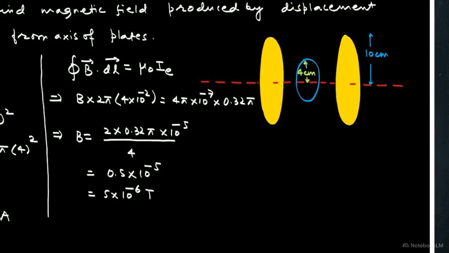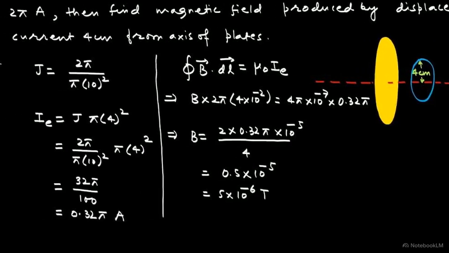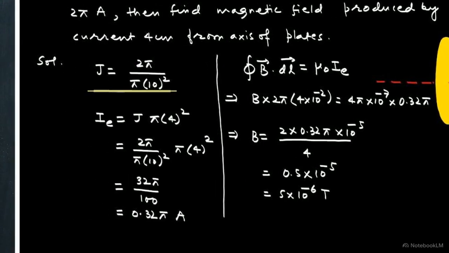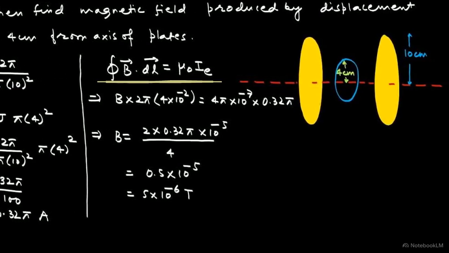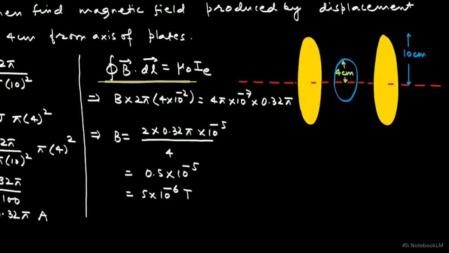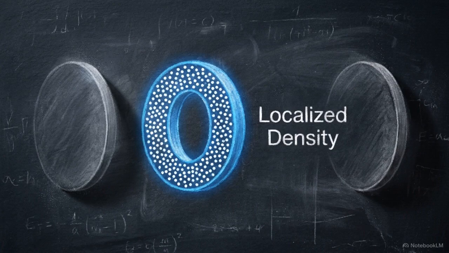To calculate the inner magnetic field, we examine the region defined by this blue Amperian loop. These calculations depend on the enclosed current fraction, found by multiplying total current density J by the loop's area. Plugging this into Ampere's law yields the magnetic field. Magnetic fields within the gap are a function of localized current density, not the total current in the circuit.